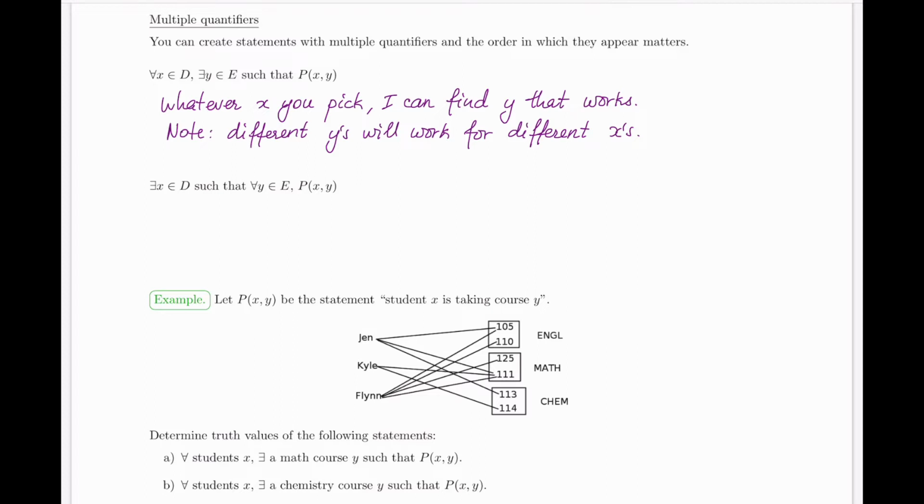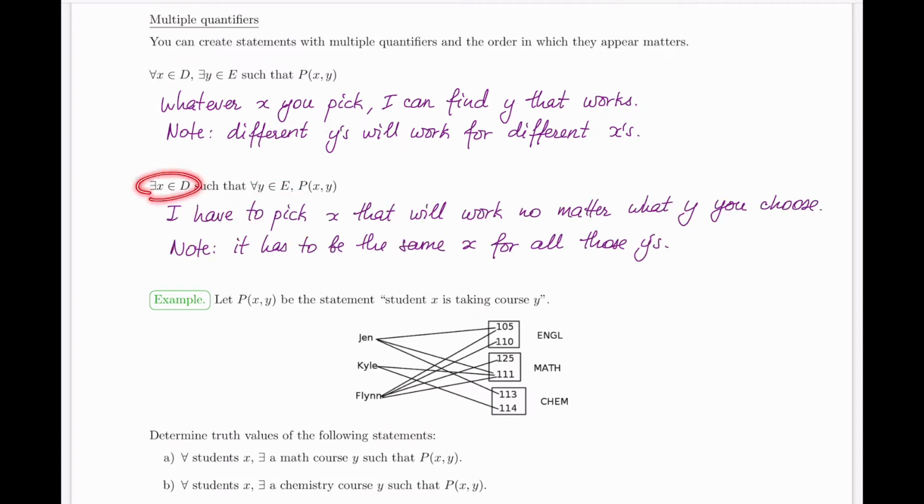So now I have to pick an x that will work no matter what y you choose. So I have to pick a very special type of x that will work no matter what y you throw at me. And it has to be the exact same x for all of these y's. This is quite in contrast to the above, where once you pick an x, I had the choice of the y that will work. Here, I have to make sure that it's the same x that will work for any of the y's.